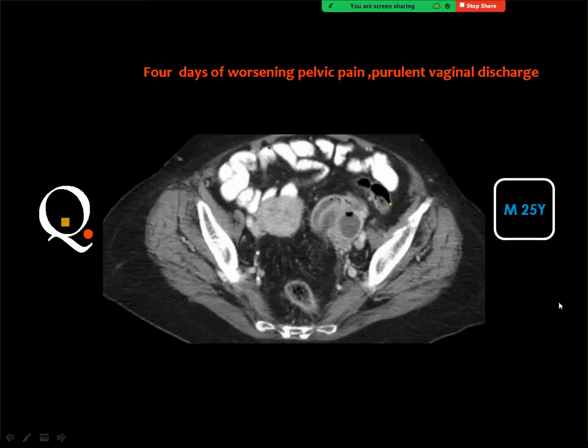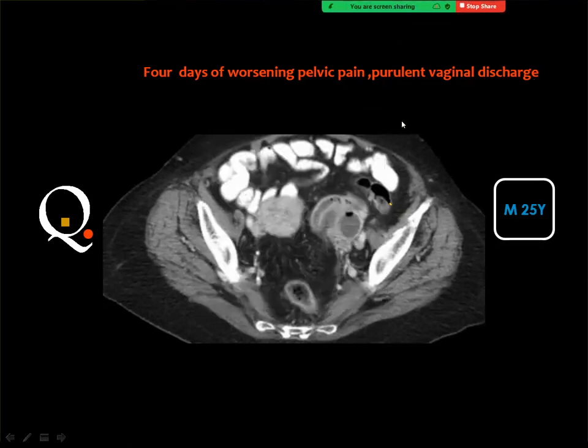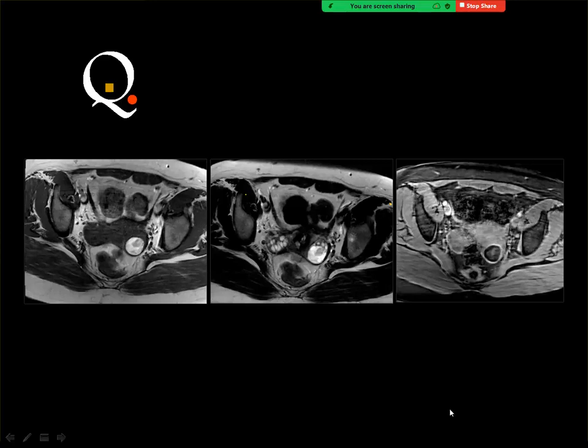Next case is a female patient, 25 years old, with 4 days of worsening pelvic pain and purulent vaginal discharge. Yes, the answer is right. This is tubo-ovarian abscess on the left side, and you see marginally enhancing coiled lesions with some internal air loculi denoting infection, and this is a tubo-ovarian abscess.